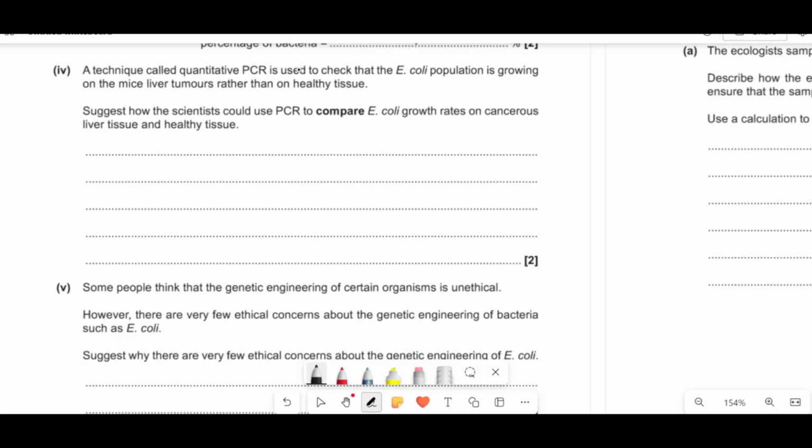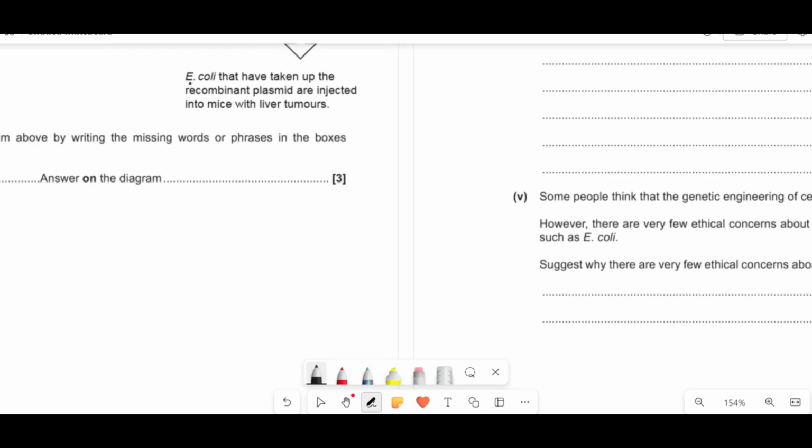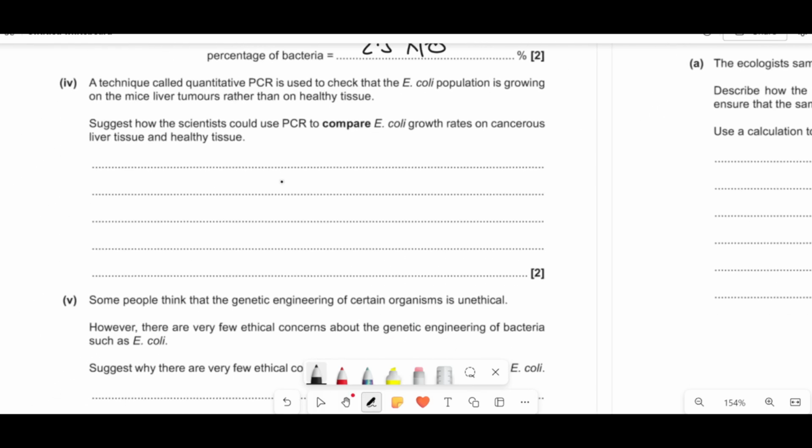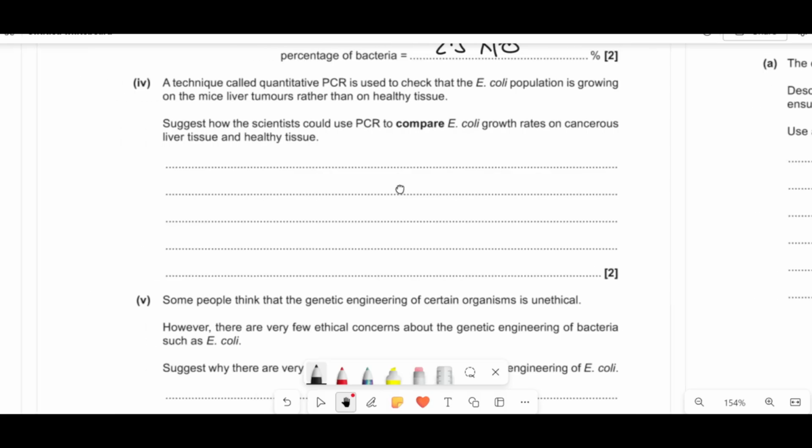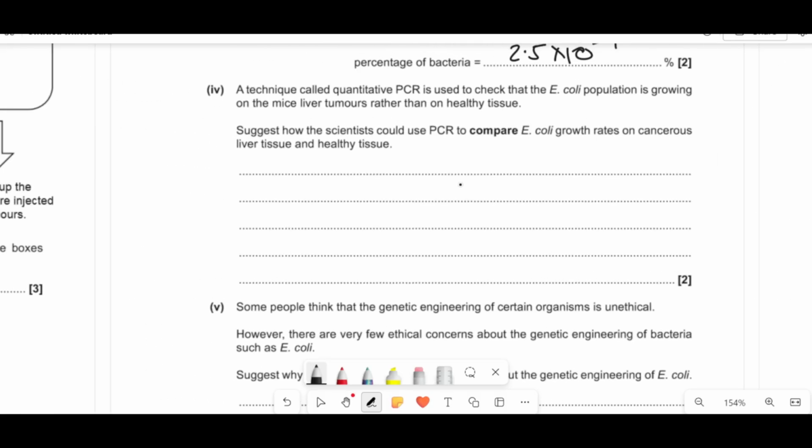So a technique called quantitative PCR is used to check that the E. coli population is growing on the mice liver tumors rather than on healthy tissue. Because remember, in the stem, they've told you that we're injecting these E. coli with the recombinant plasmid into the mice with liver tumors. So it says, suggest how these scientists can use PCR to compare the growth rates on cancerous liver tissue and healthy tissue. So let's just follow the steps so far.